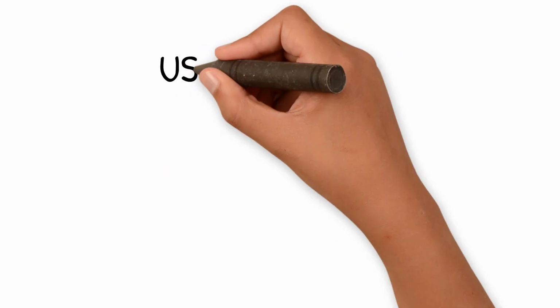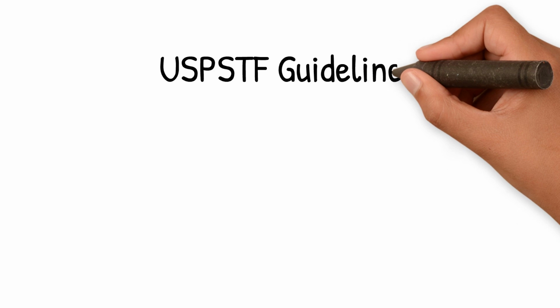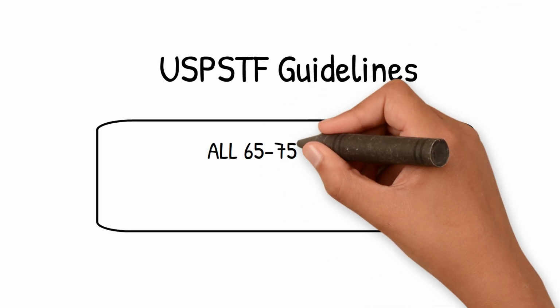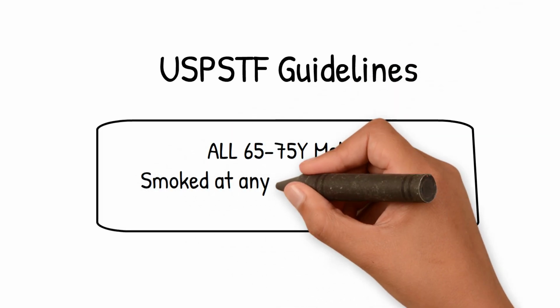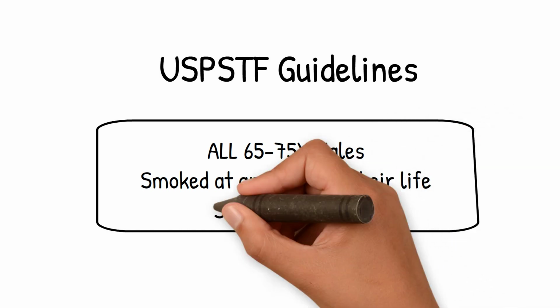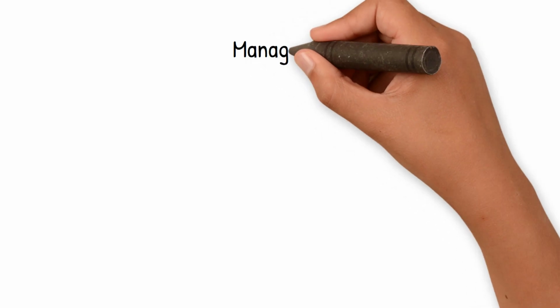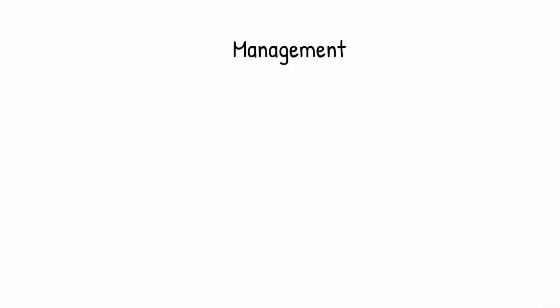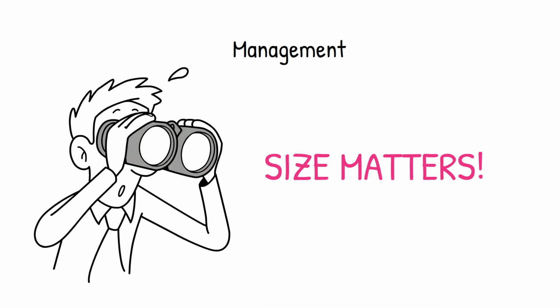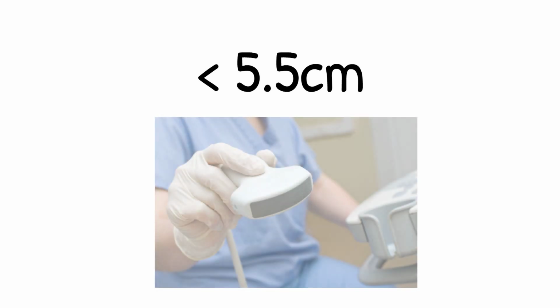According to the USPSTF screening recommendations, all 65 to 75-year-old males who have smoked at any point in their life must be screened once for an abdominal aortic aneurysm. The management of an abdominal aortic aneurysm depends on the size of the abdominal aortic aneurysm. An aneurysm less than 5.5 cm in diameter is observed with frequent ultrasound follow-ups. The frequency of ultrasound follow-up depends on the size of the aneurysm.